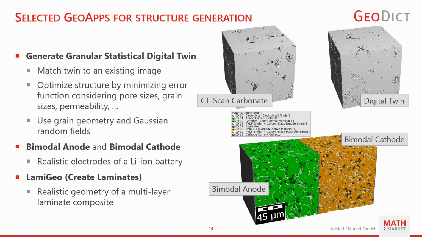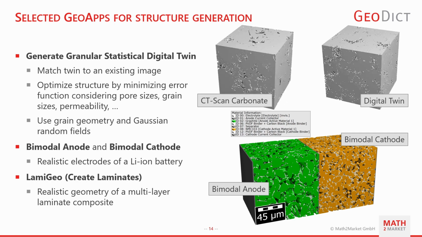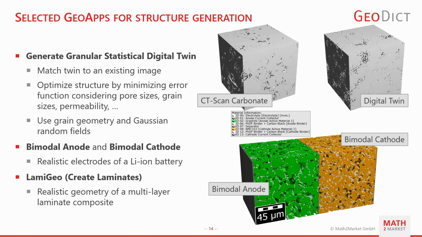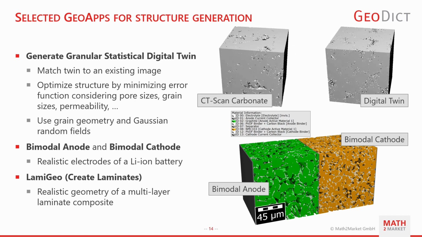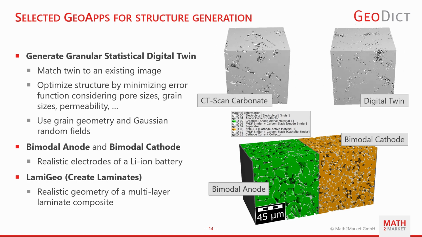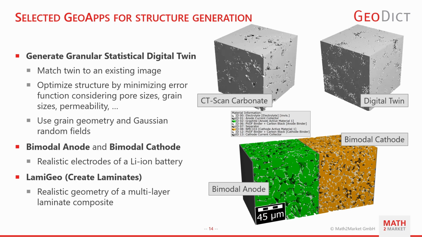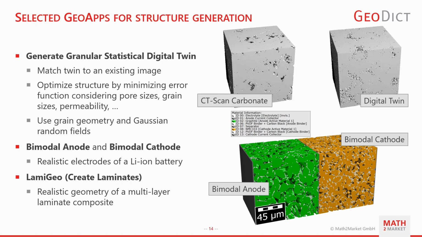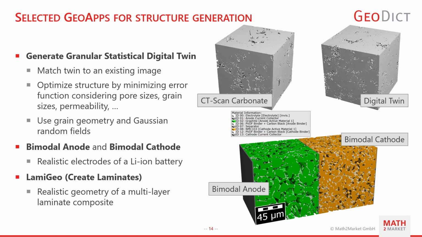Also new in Geodict are two GeoApps to create bimodal anode and cathode geometries of lithium-ion batteries. On the image at the bottom right, such anode and cathode geometries are combined into a battery geometry, which can be used in BatteryDict for charging simulation.